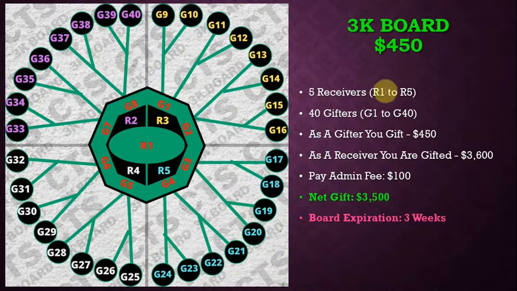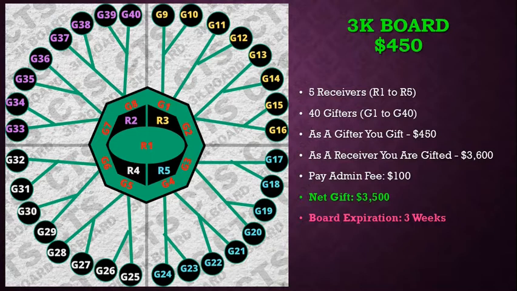Hence the 3K board. The board expiration for the 3K board is 3 weeks, and the same applies. If it's not filled in 3 weeks, you could get an extension, and after that, if it's not filled, we move into the next phase, where we work on getting the receivers, the core members, back their original $450 gift given. So you have $3,500 in hand. Again, you could walk away and keep your $3,500.